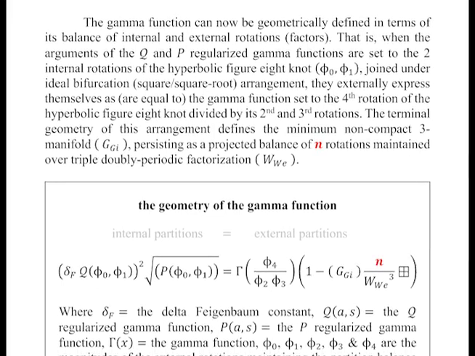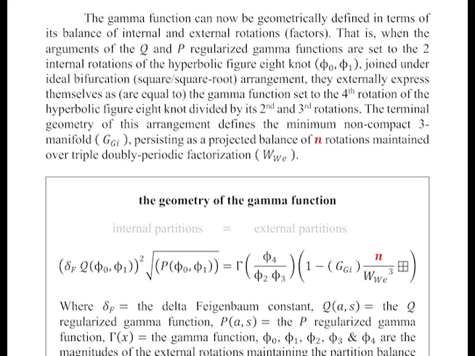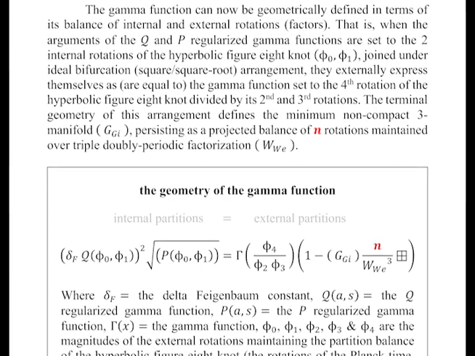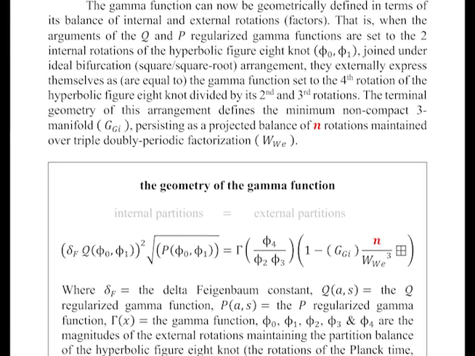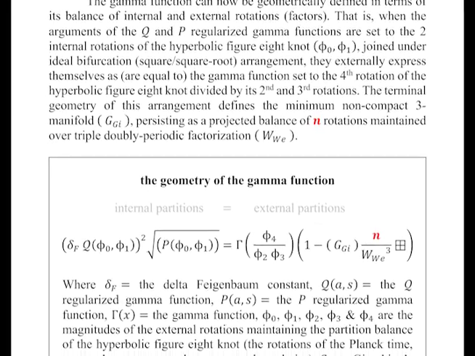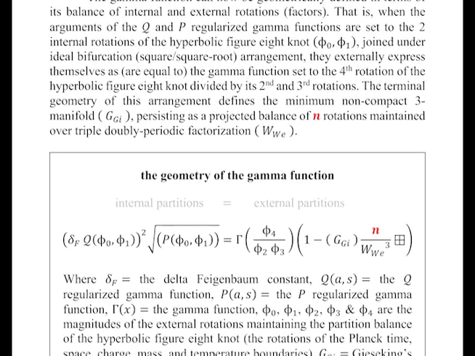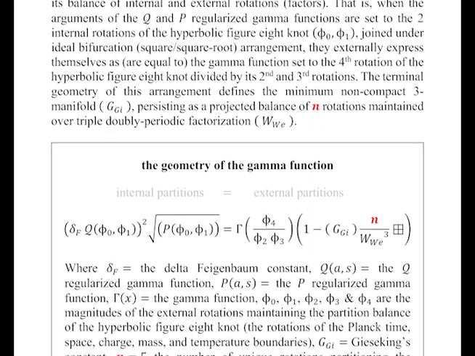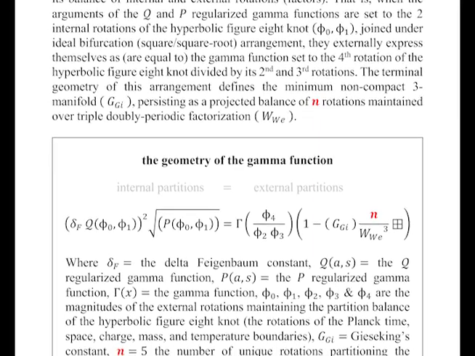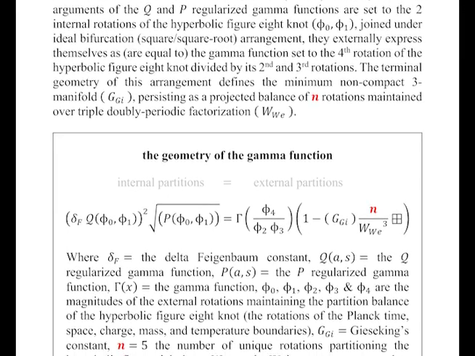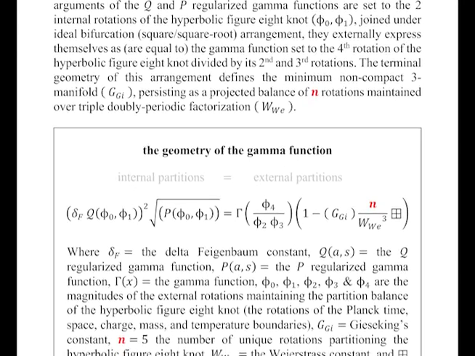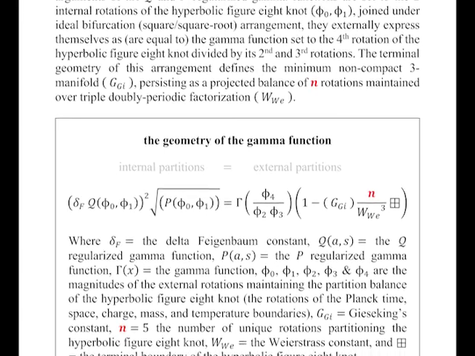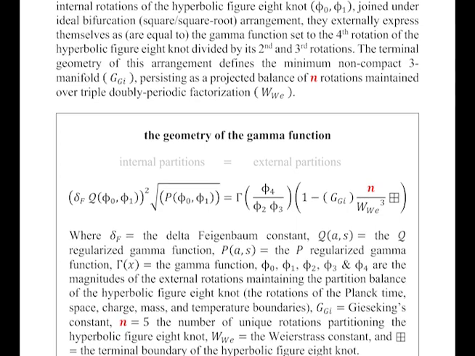That is, when the arguments of the Q and P regularized gamma functions are set to the two internal rotations of the hyperbolic figure eight knot, so rotation 0, rotation 1, and they're joined under ideal bifurcation, square-square root arrangement, right? So we assumed internally that everything was ideally hyperbolically arranged, so sticking with that. Then externally, they have to express themselves, or they're equal to, the gamma function set to the fourth rotation of the hyperbolic figure eight knot, divided by its second and third rotations. So the fourth domain is being divided up by the second and third in simple gamma arrangement.